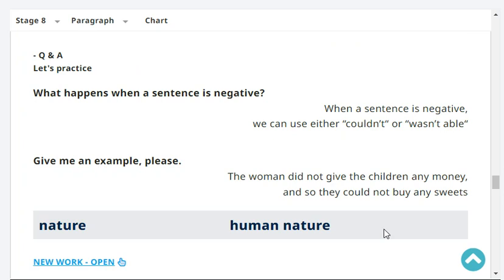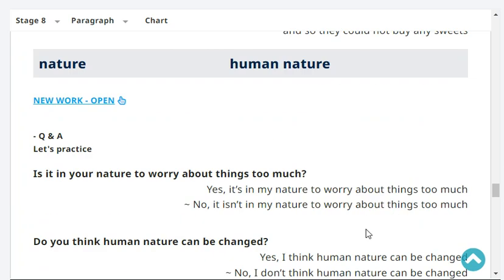Give me an example, please. The woman did not give the children any money, and so they could not buy any sweets. Very good.